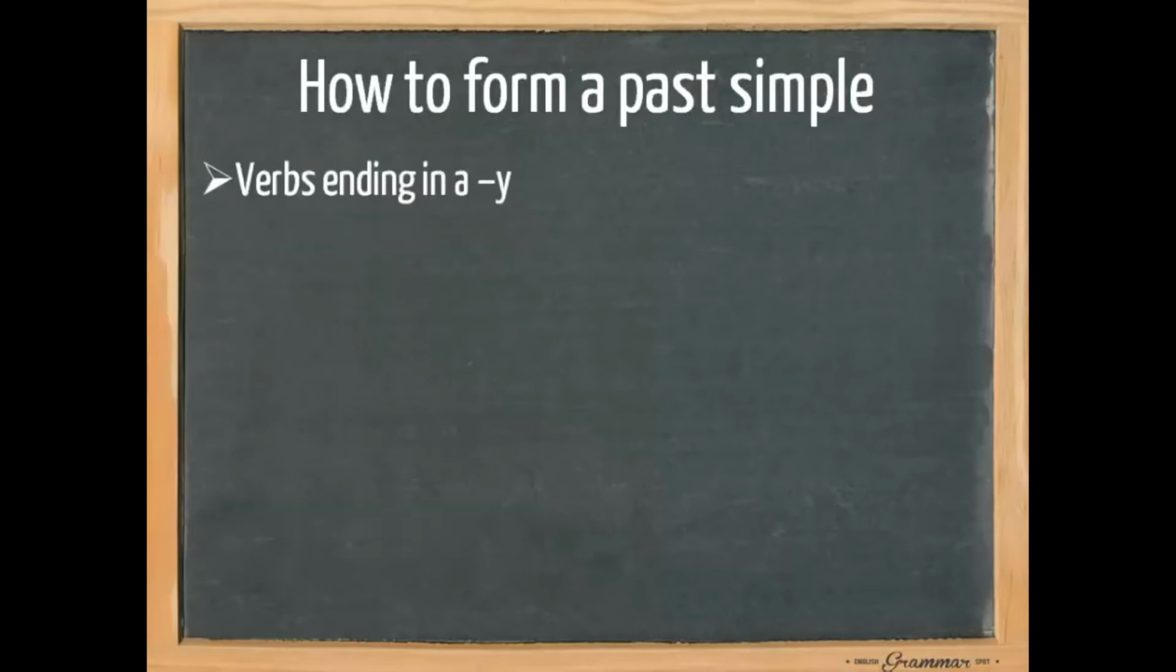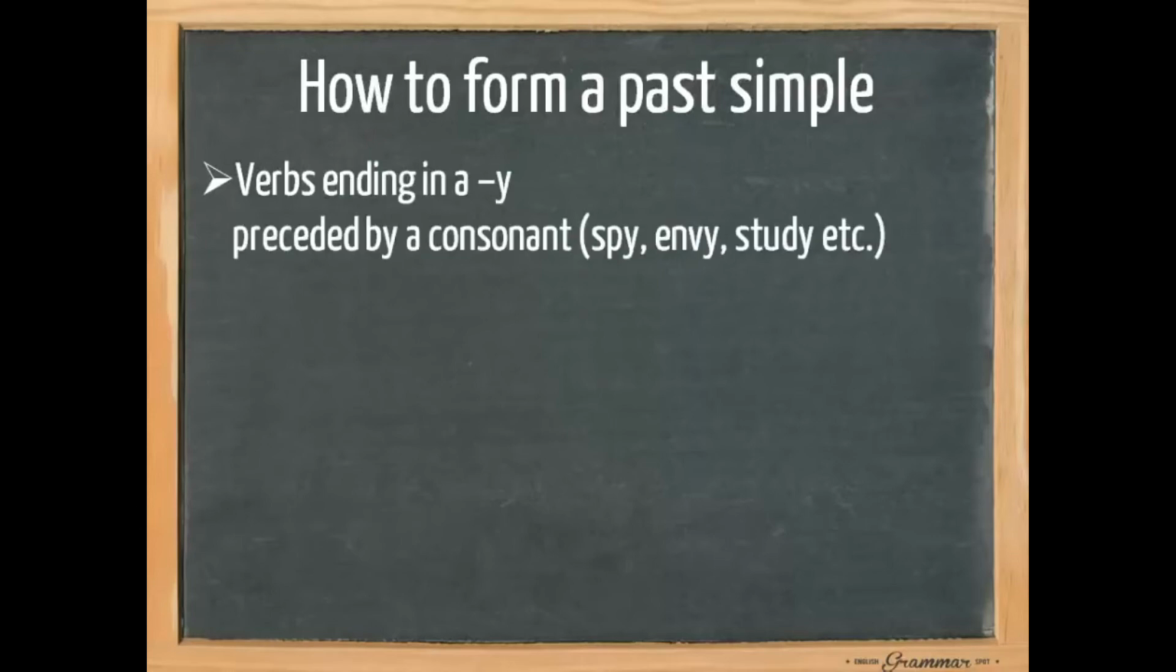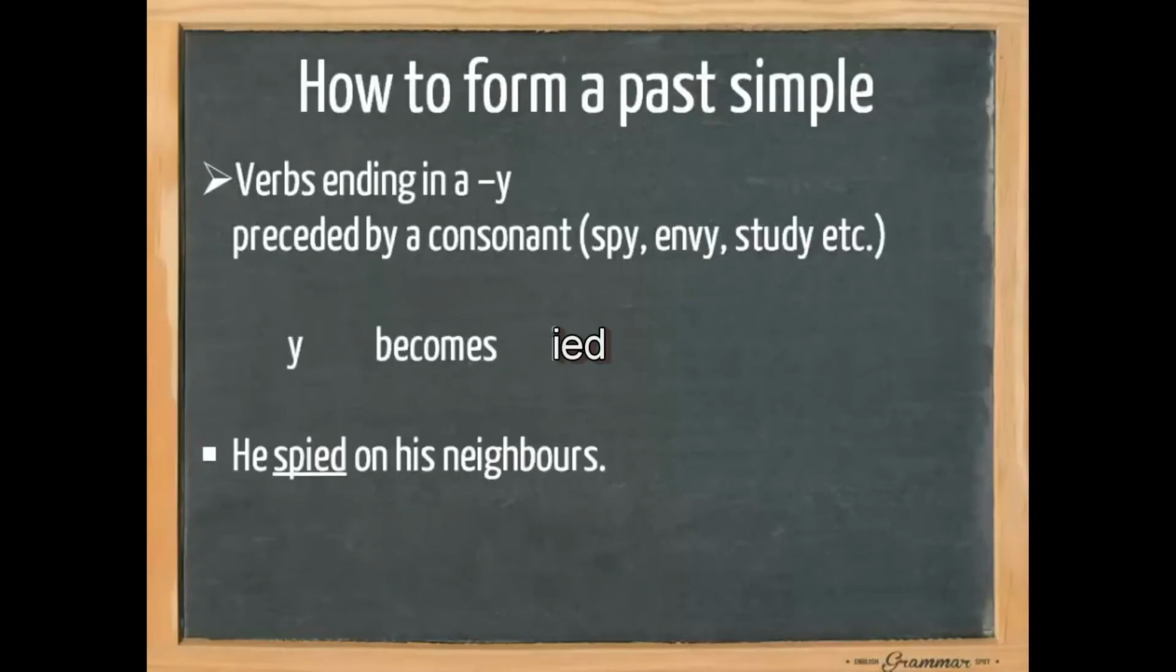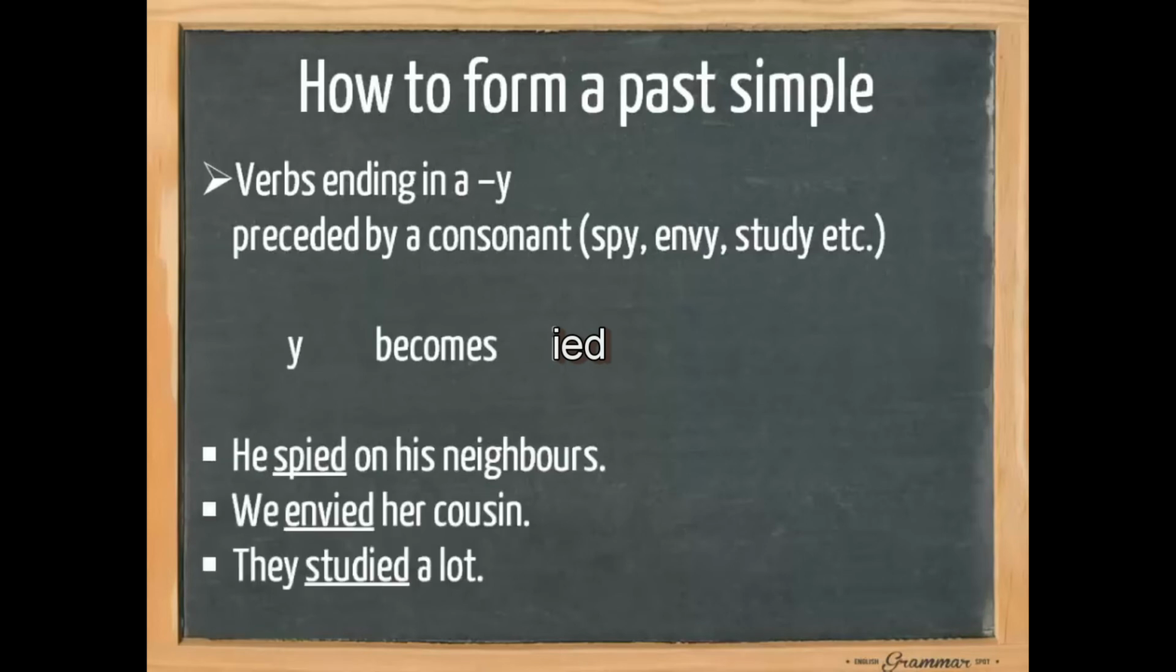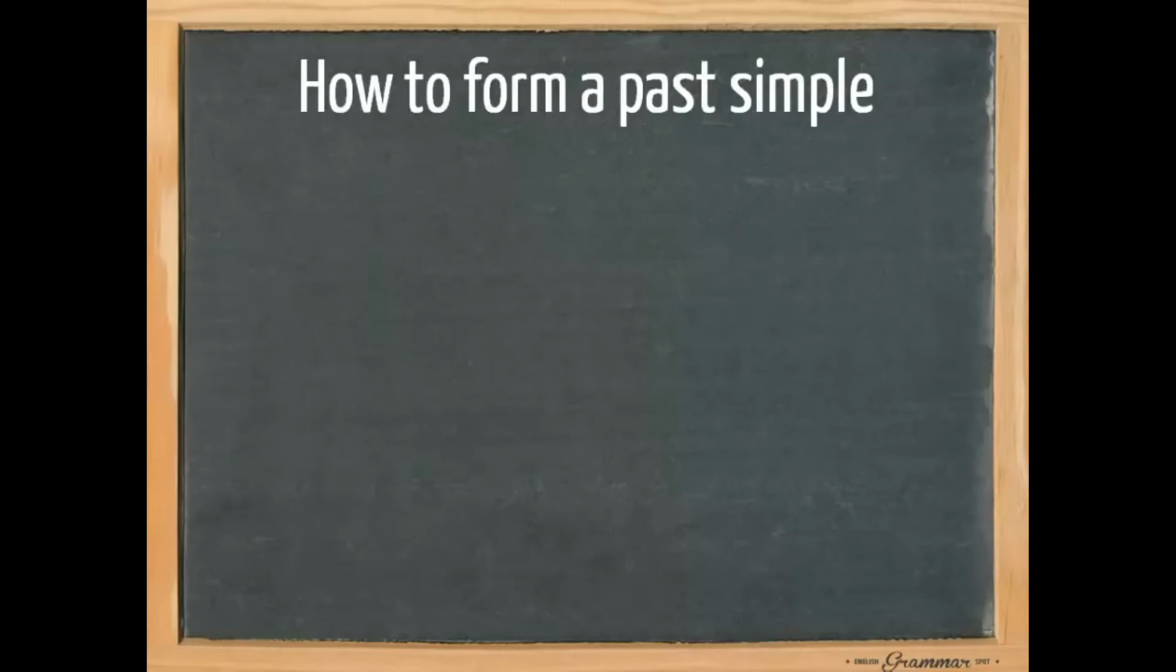We also need to pay extra attention to verbs that end in a y, preceded by a consonant, such as spy, envy and study. Here, the y changes into an i, ed. For example, he spied on his neighbours. We envied her cousin. They studied a lot.